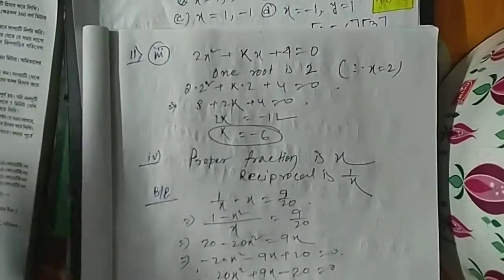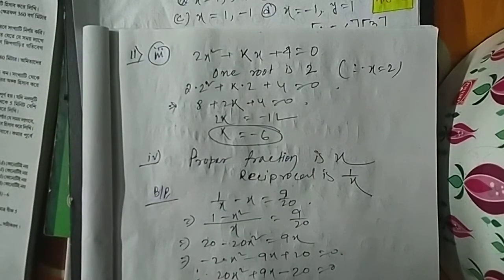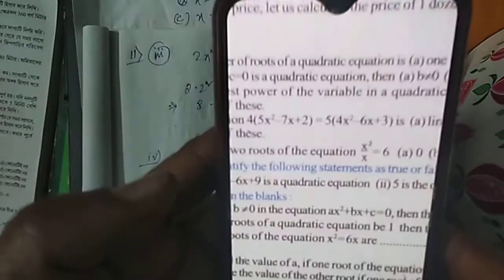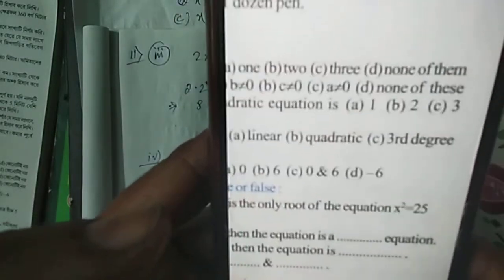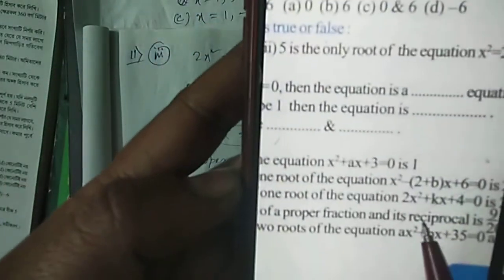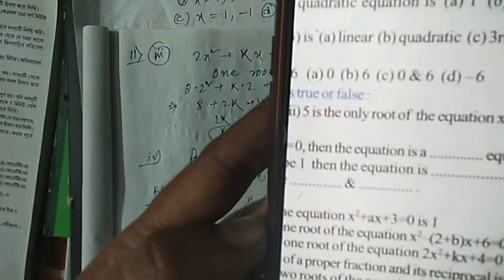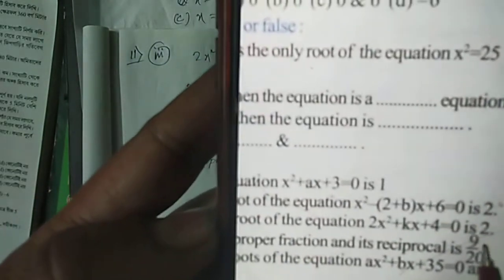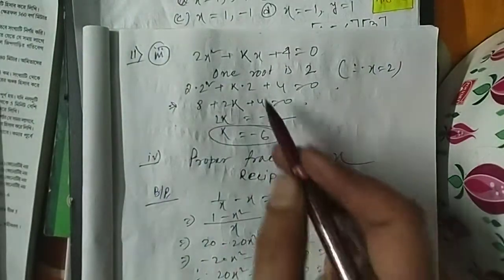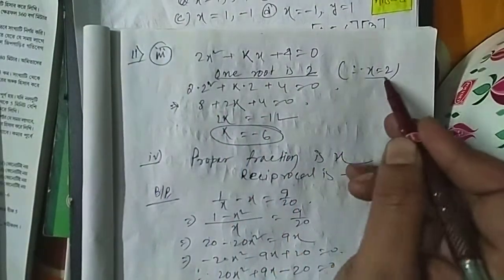At first, 3 of 11. Let us write the value of the other root if one root of the equation 2x square plus kx plus 4 equal to 0 is 2. Find the other root. Okay students, so here equation is 2x square plus kx plus 4 equal to 0. Here one root is given, that is 2. Find the other. This is a quadratic equation. If one root is 2, therefore find the other root. Everyone see that one root is 2, that means x equal to 2.